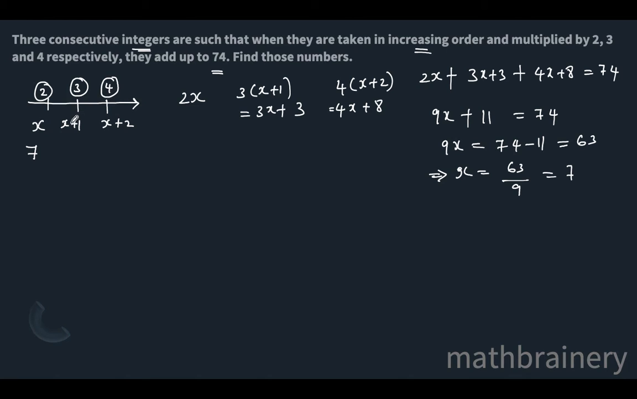Then what should be the immediate next number? 7 plus 1, that should be 8. And the immediate next number is 7 plus 2, which is 9. So, the required numbers are 7, 8 and 9.